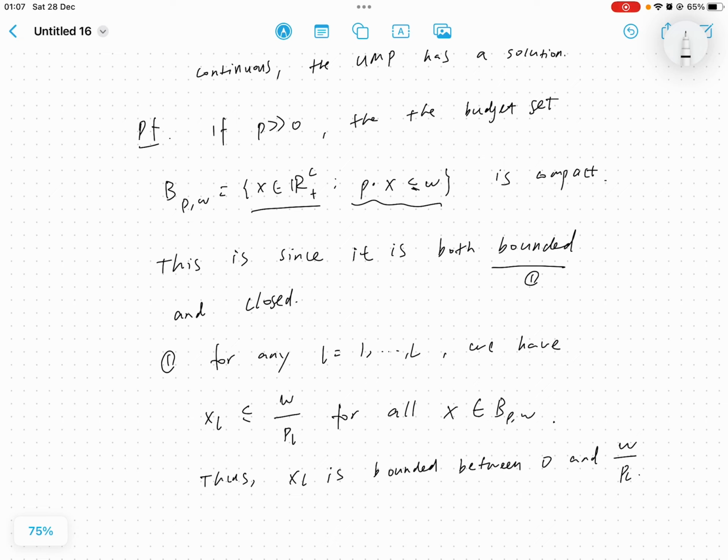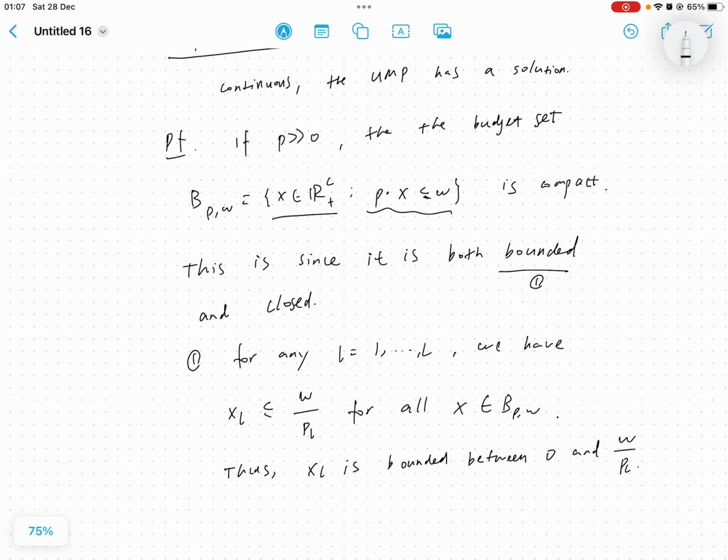All right, and the closedness would be trivial to show. Okay, and is obviously satisfied. So here together, we will have the boundaries, and it is bounded and is closed, right? And then this set of x, it will be a compact set. Okay. The budget set B is a compact set, right?